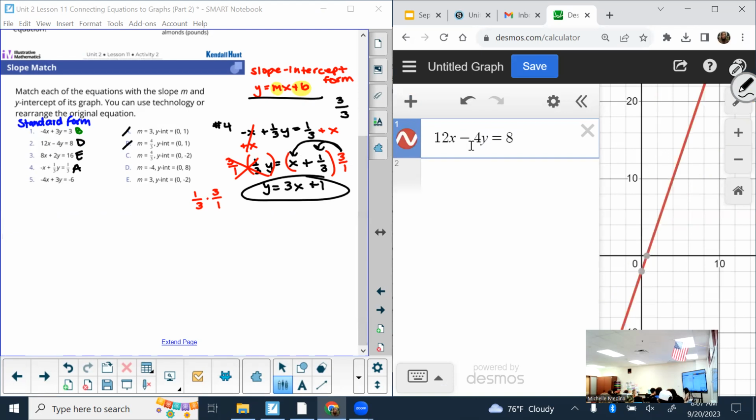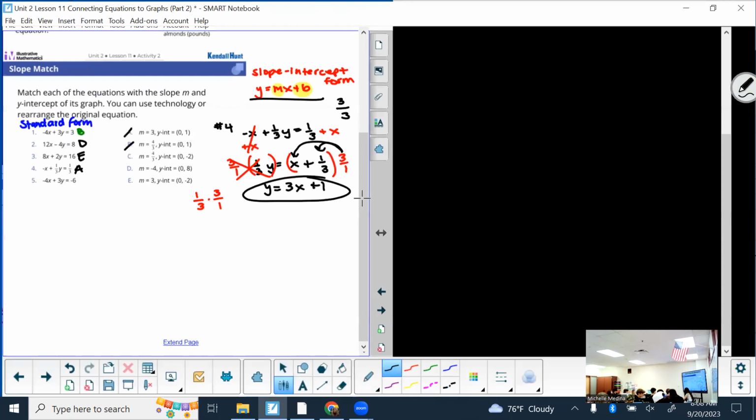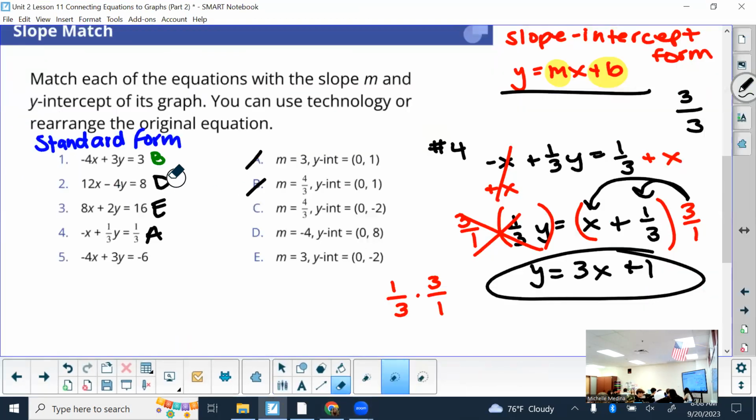Okay, so typing in number 2, first I'll check the y-intercept. That tends to be the easiest to see on a graph. So D says that y-intercept is 8 when clearly it's -2. So my options for number 2 is either C or E. Everyone see that? It cannot be D for number 2. Your options are either C or E.